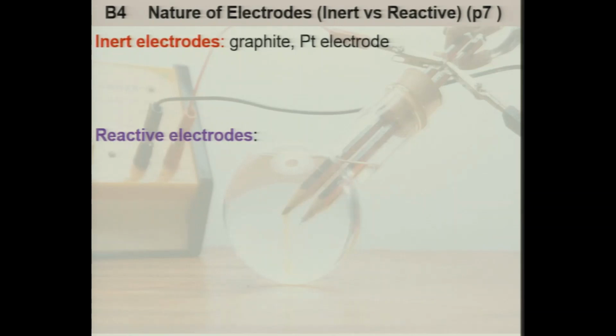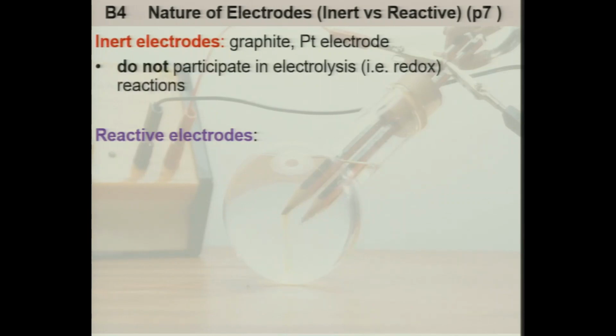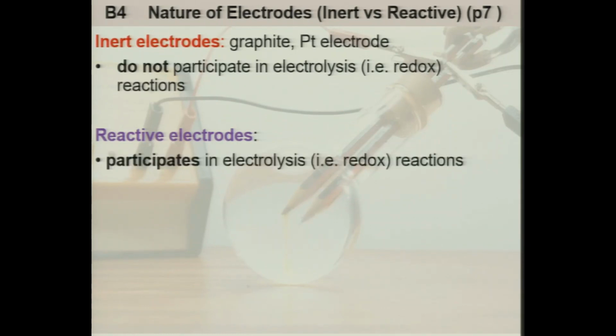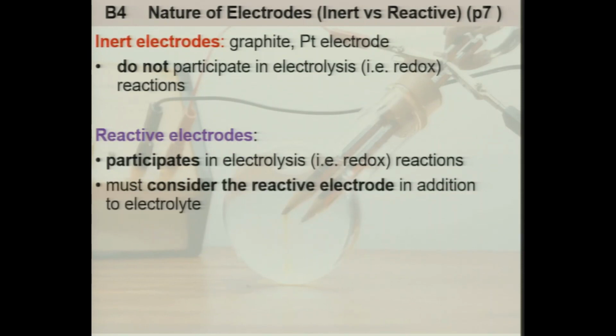Nature of electrodes. There are two kinds of electrodes you will deal with. Inert ones, typically graphite or platinum. Basically, these do not participate in electrolysis, whereas reactive electrodes will participate, meaning there is one more thing you must consider when you are going to decide who undergoes oxidation or reduction. Okay?